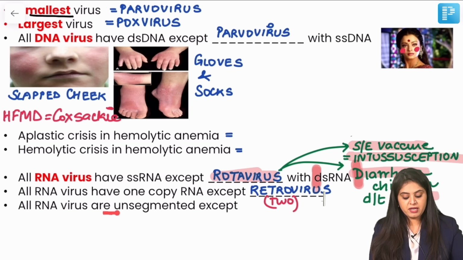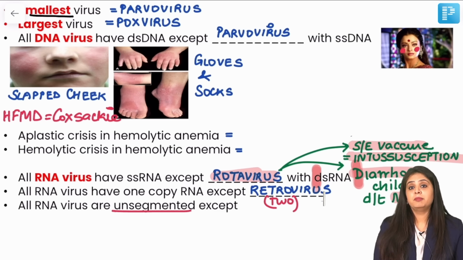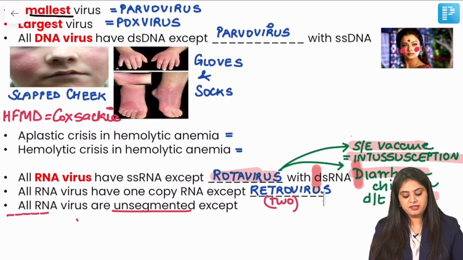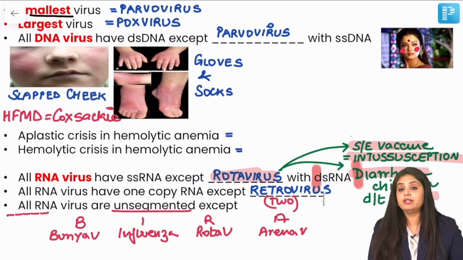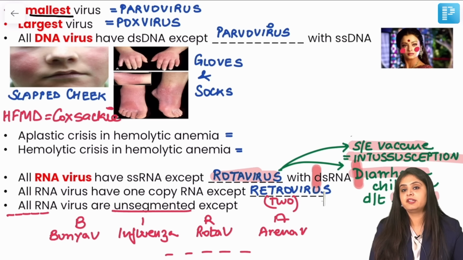Next, all of them are unsegmented. Unsegmented means just one strand, but if they are broken like this into many segments, what would those be? Those will be the Bira: number 1 the bunya virus, next the currently favorite, ongoing everywhere, influenza virus, next again rotavirus, and lastly arena virus. These are all going to be segmented, broken into segments.